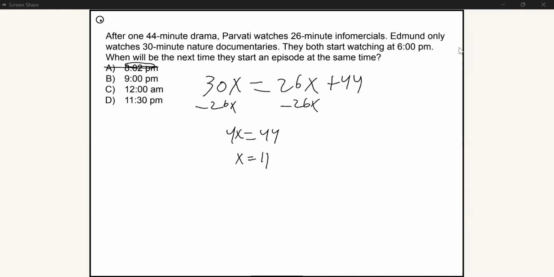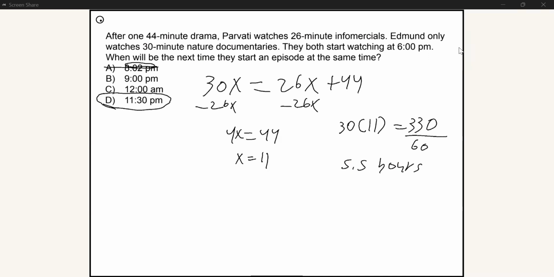So it'll be 30 times 11, and we'll get 330 minutes. Okay, still not what we want, but 330 minutes. Let's divide that by 60 to find how many hours. It'll be 5.5 hours. And then let's add that on to the 6 p.m. and we'll get 11:30.